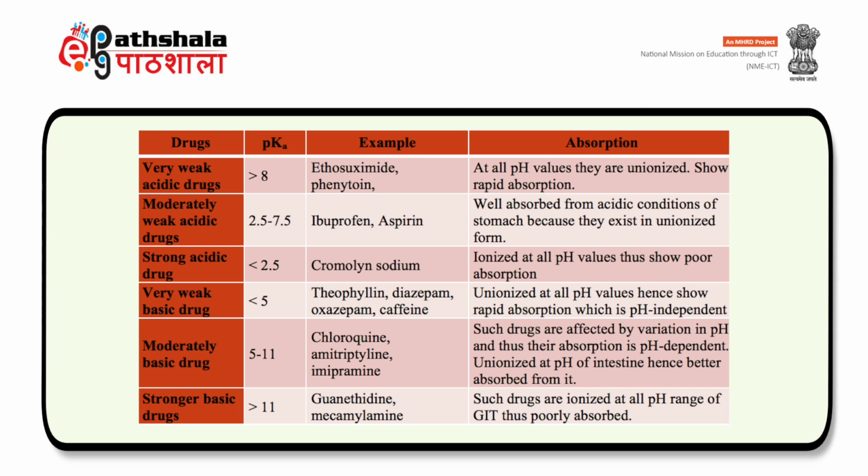For moderately basic drugs having a pKa between 5 to 11 like chloroquine, amitriptyline, imipramine, these drugs are affected by the variation in the pH and thus their absorption is pH dependent. They are unionized at pH of intestine and hence better absorbed from there. And strongly basic drugs having a pKa more than 11, such drugs are ionized at all pH range of the GI tract and thus they are poorly absorbed.